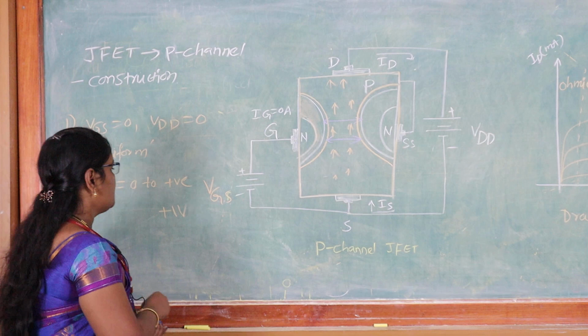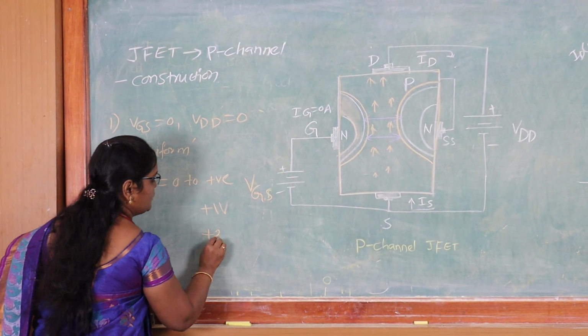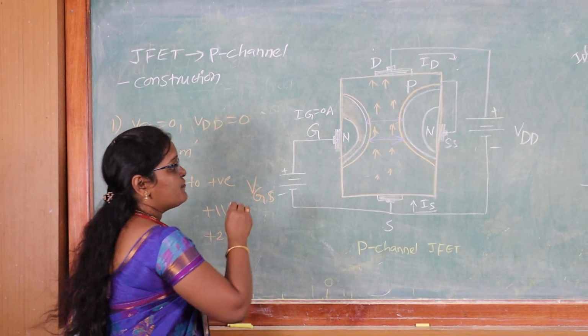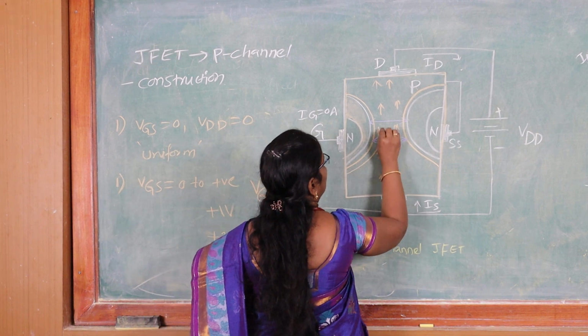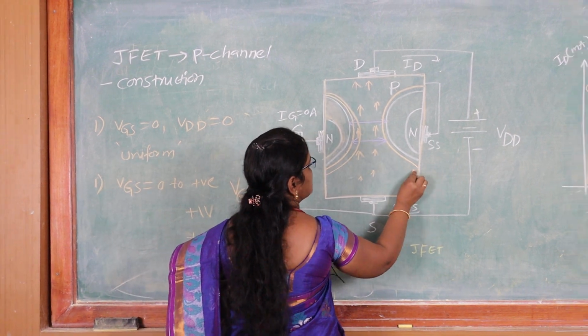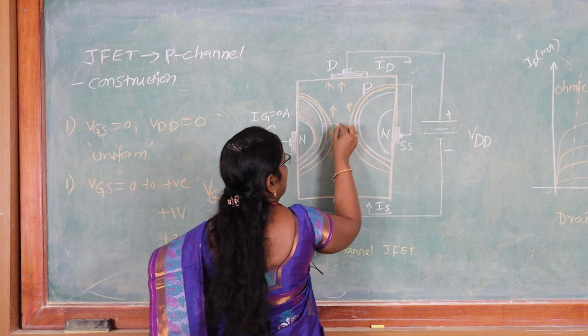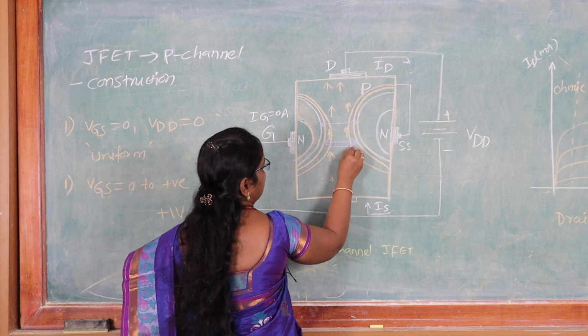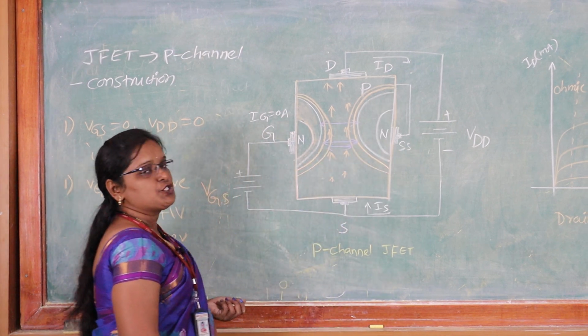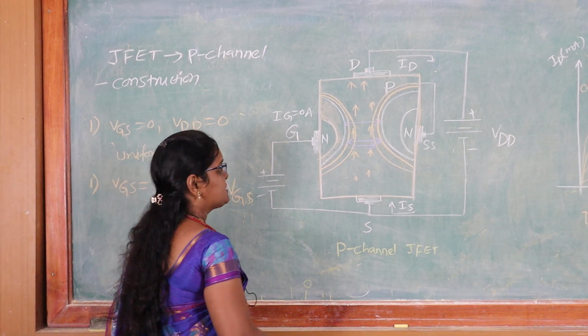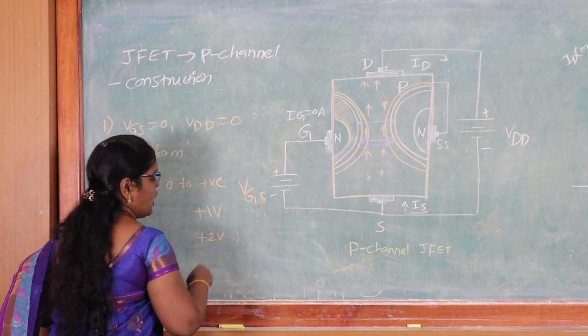Further, if you increase to 2 volts, what happens? Again it is going to be reduced. The depletion width is going to increase, but the effective channel width is going to be reduced. So that means again there will be a reduction in the output current.